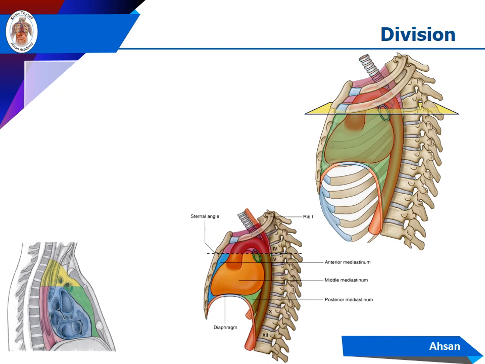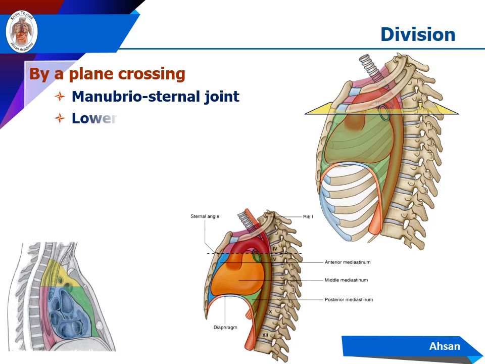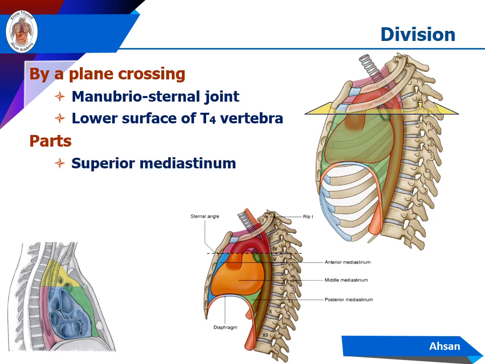You can see the photograph on the upper right. A plane is shown that passes through the sternal angle, a transverse plane, passing through the junction between the manubrium sterni and the body, the manubriosternal joint. It will pass through the intervertebral disc between the fourth and fifth thoracic vertebra. So this plane divides the mediastinum into a part above and a part below. The part above is known as the superior mediastinum and the part below is known as the inferior mediastinum.